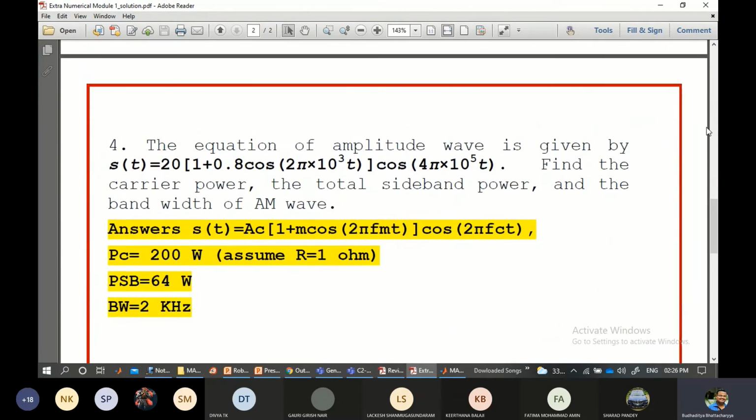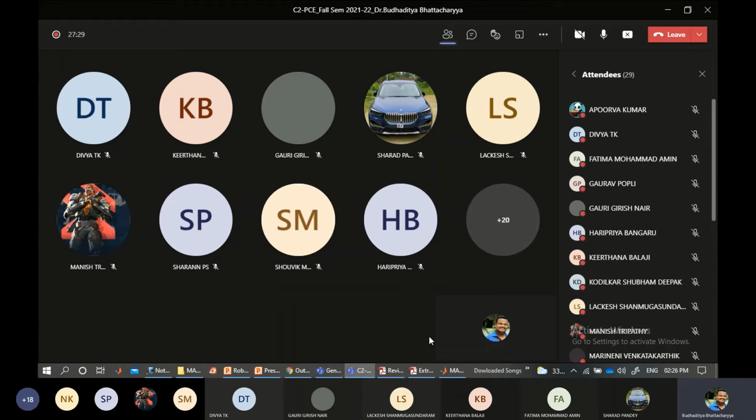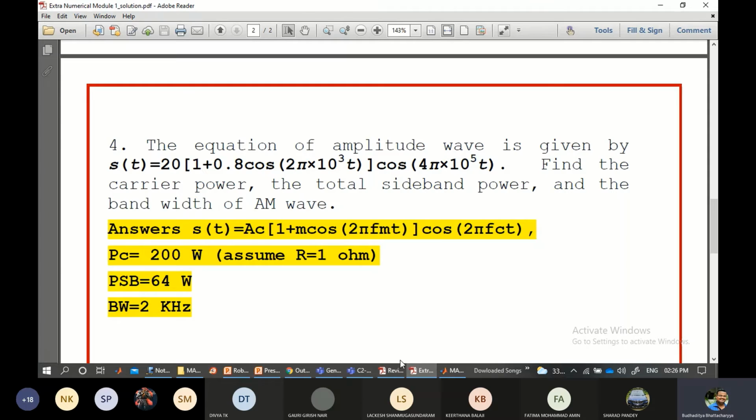Now coming to another interesting question, which was given as the fourth one: the equation of the amplitude modulated wave is given by this. The question is to find the carrier frequency, the carrier power, the total sideband power and the bandwidth of the AM wave. In this also, I would like to have an answer from someone who has not answered till now: how do I approach this particular question?